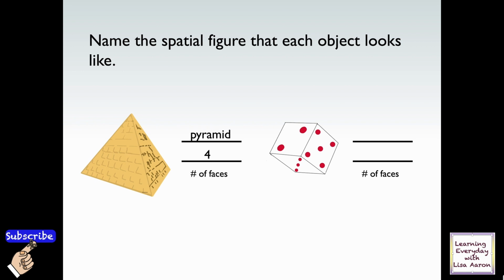Okay, we have a die here. What does it look like? It looks like a cube. How many faces does it have? Don't forget the top, bottom, and sides. 6. 4 sides and top and bottom make 6.